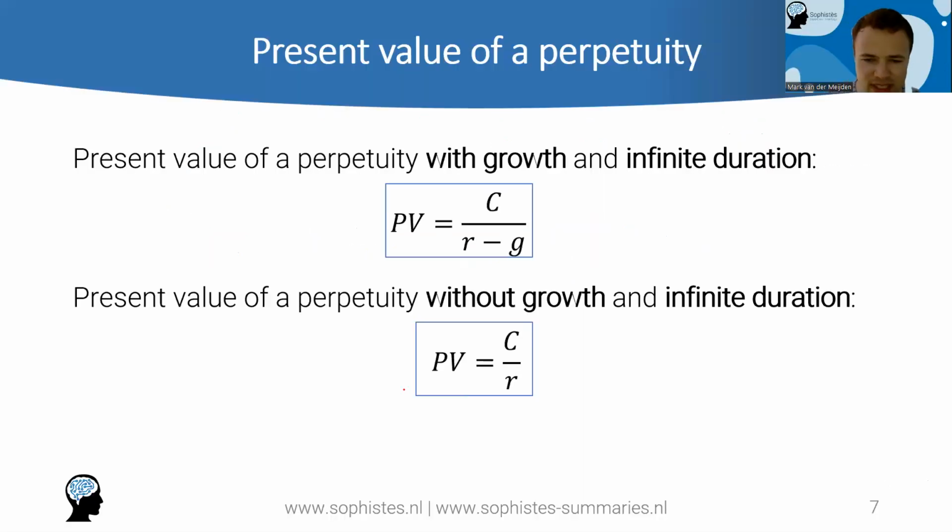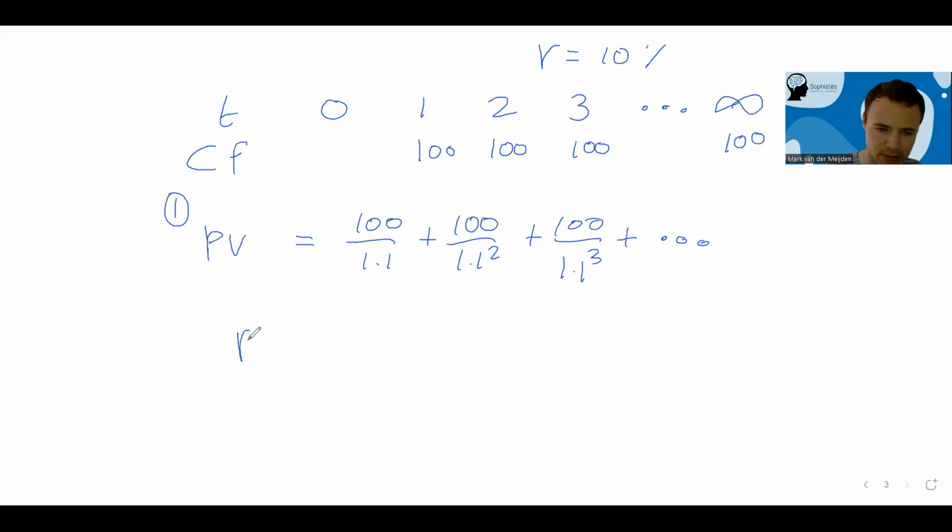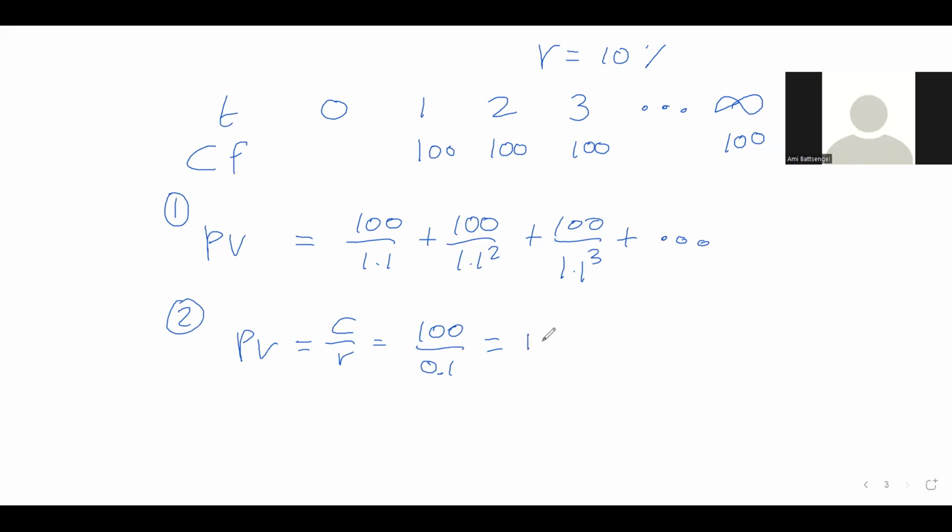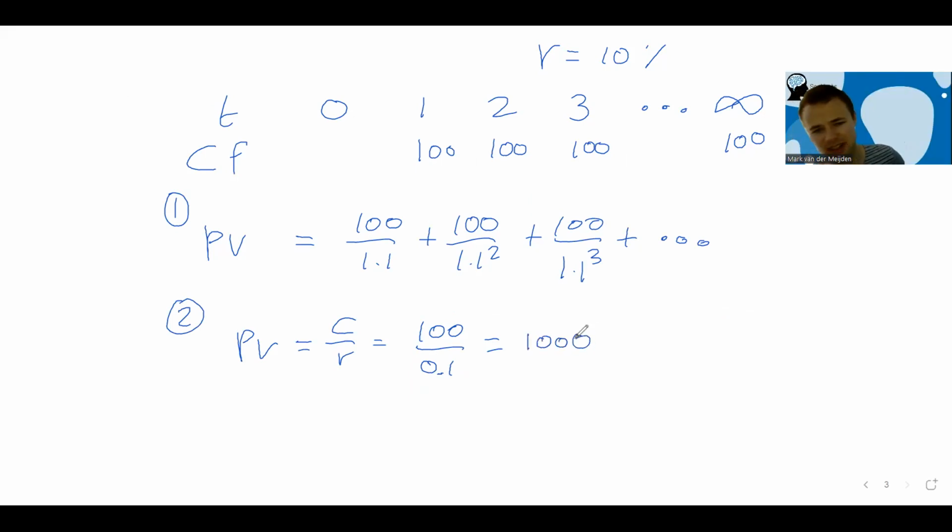Fortunately, we have this second formula, which is C divided by R. That's what you can use when you have this situation: no growth and an infinite duration. So what you do is PV equals C divided by R, which is 100 divided by 0.1. And what would you get? I don't think you even need a calculator. 1,000. 1,000. Very good. Thank you, Ami.